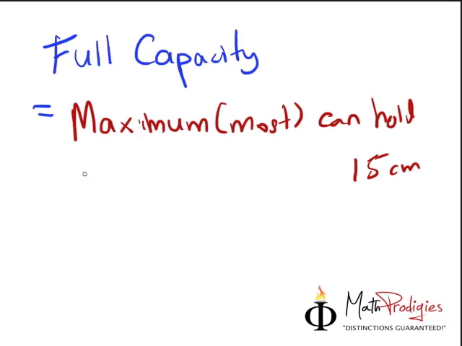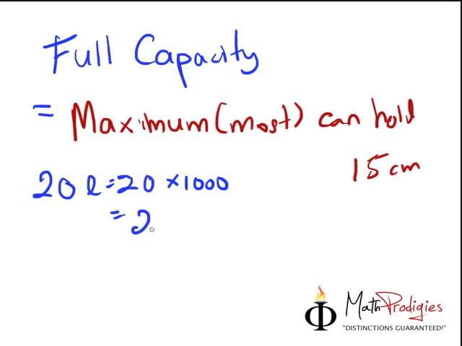But now it says that it's only 20 liters. Now 20 liters is equals to what? 20 times 1000 cm cube. Why do we want cm cube? Because we are looking for the volume. So we have 20,000 cm cube of water.